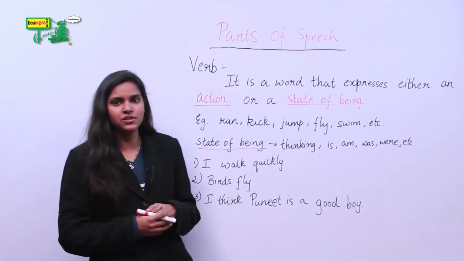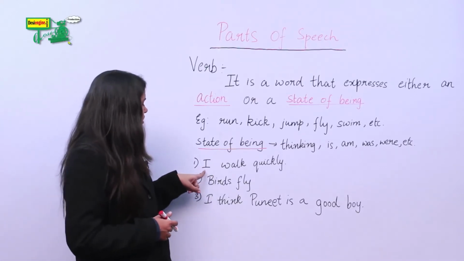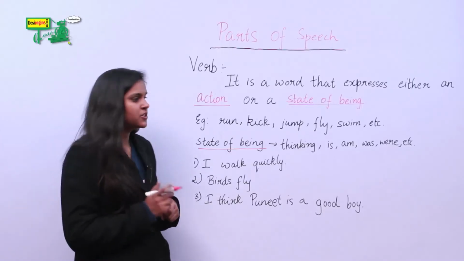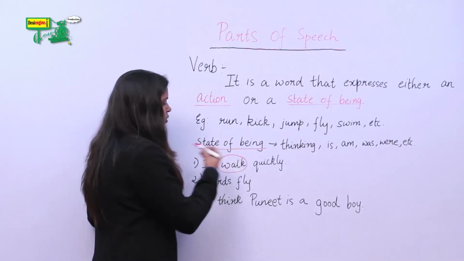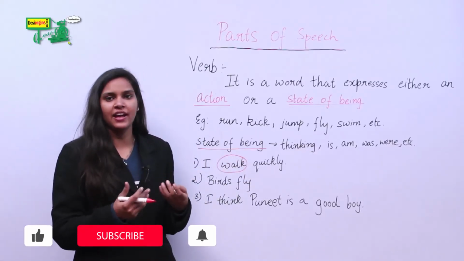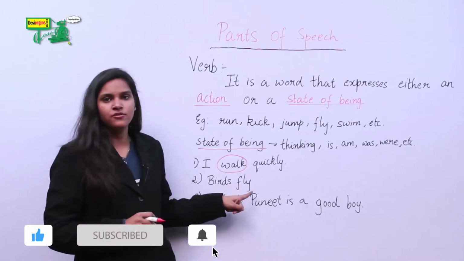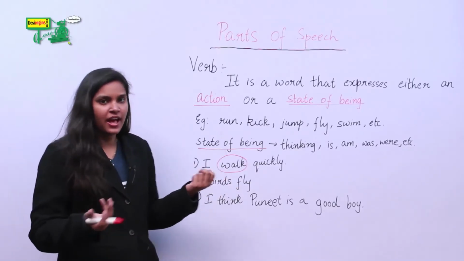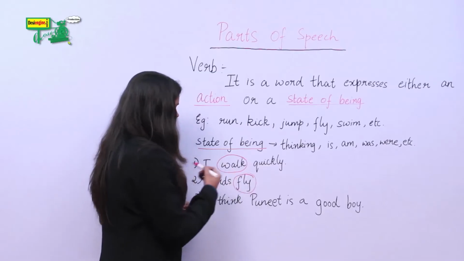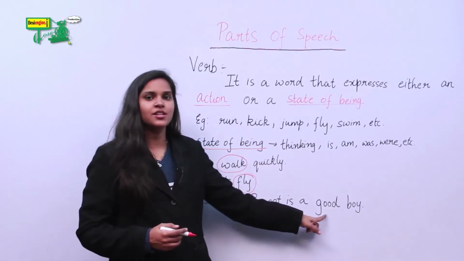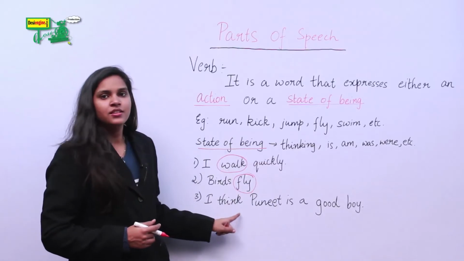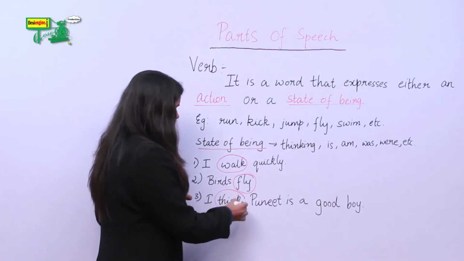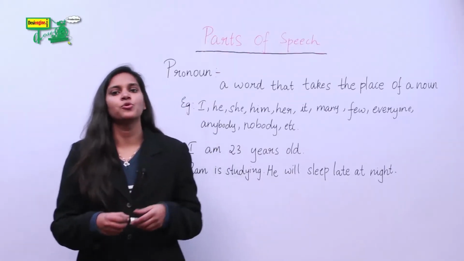Let's do few examples. I walk quickly. In this sentence, a verb is walk because this expresses an action. Birds fly. What do birds do? They fly. Flying is an action. I think Puneet is a good boy. In this, thinking is a state of being. That's why this is a verb.